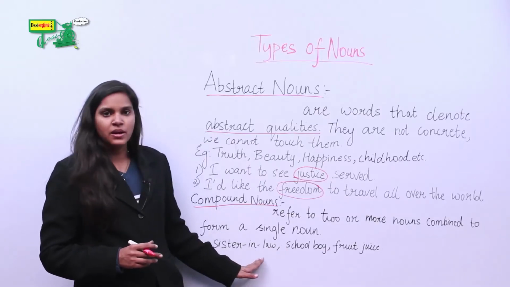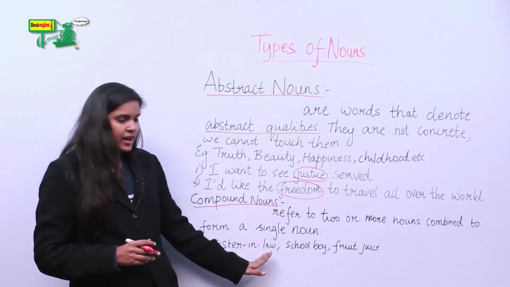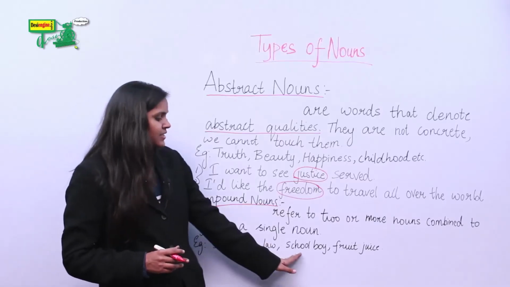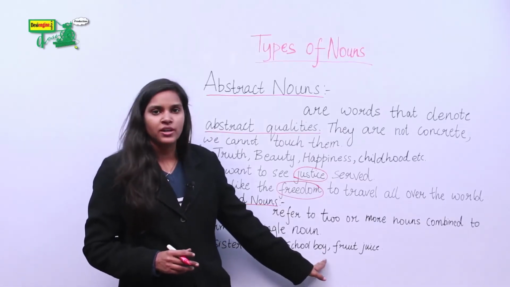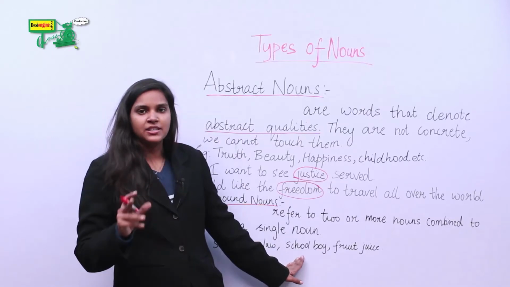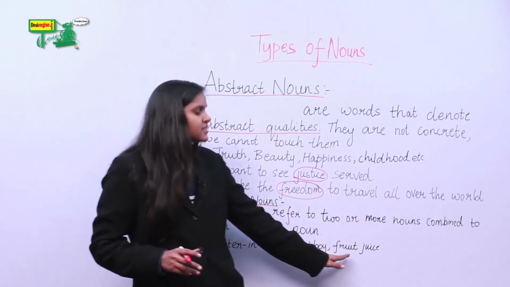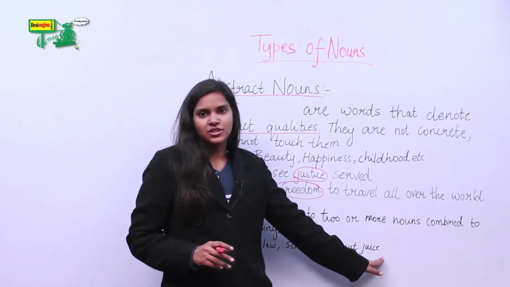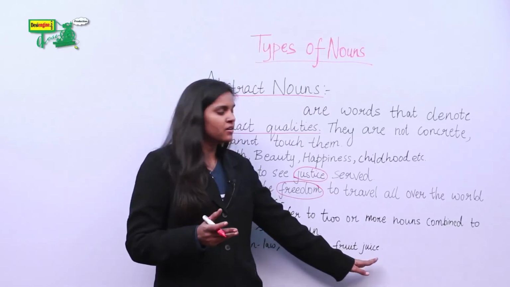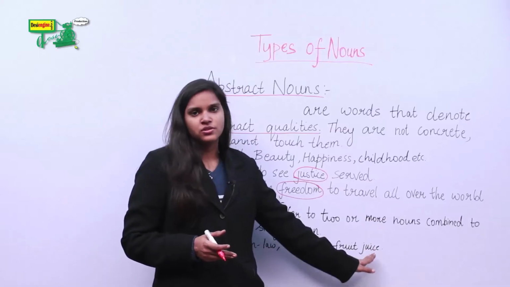This is formed by combining sister and law. Next example is schoolboy. This is formed by combining two nouns, school and boy. The next example is fruit juice. This is formed by combining fruit and juice.